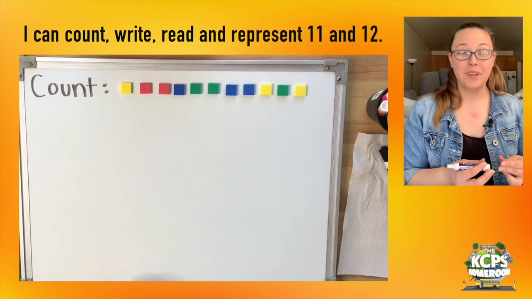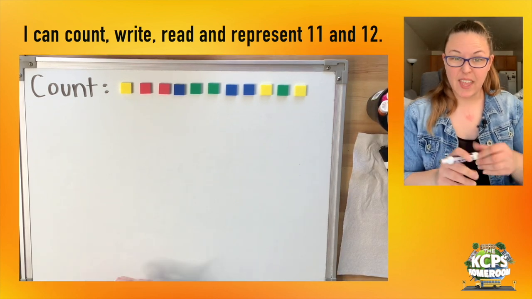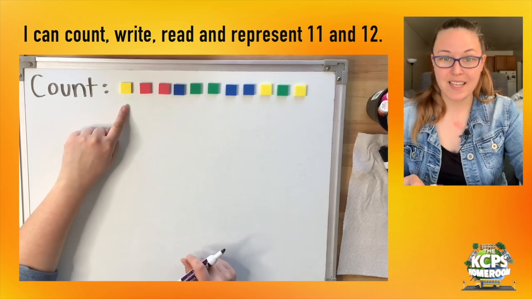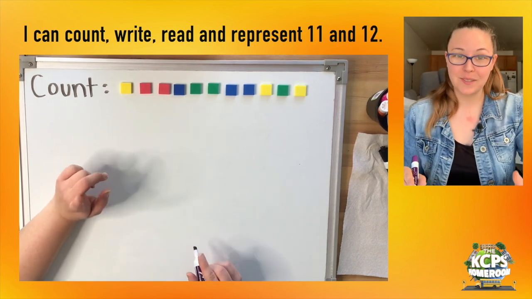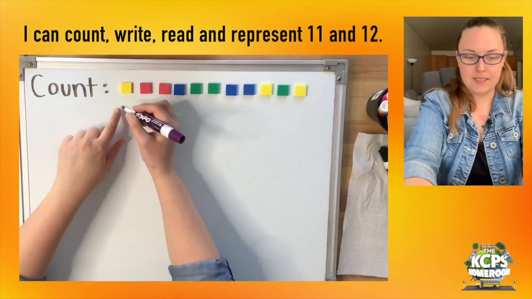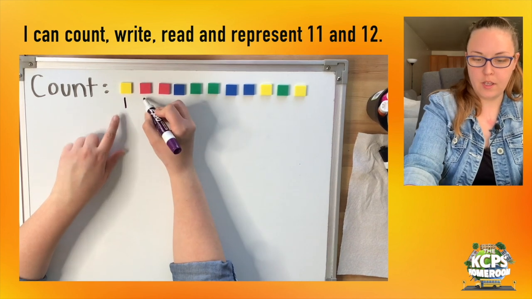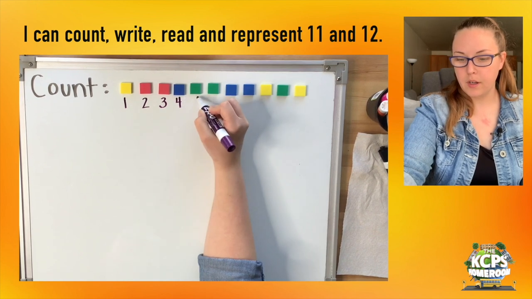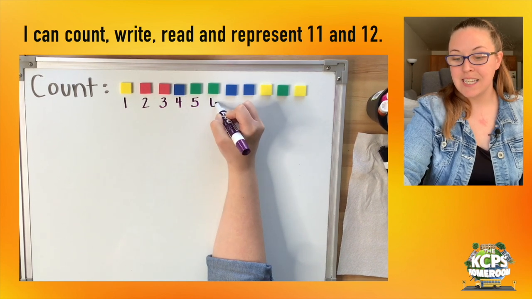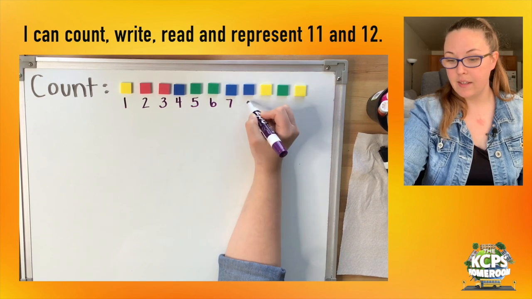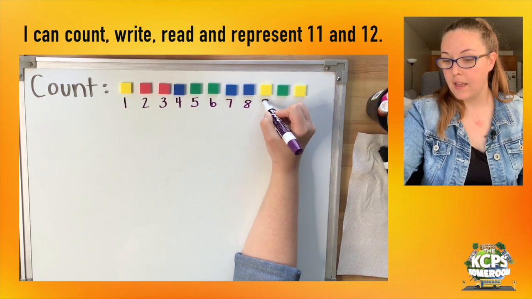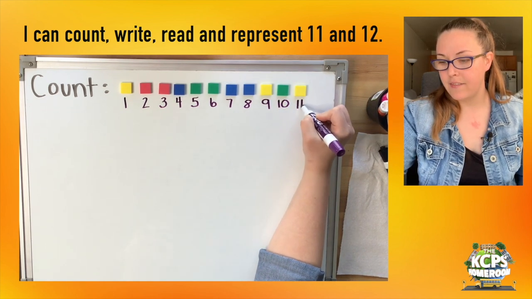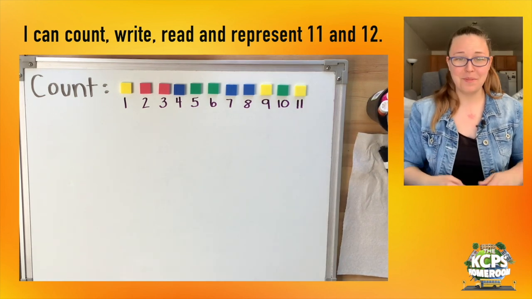Thanks for your help. We're gonna practice counting those one more time. And this time, I'm going to write the number, the numeral, below the square as we count it. This will be really important later, so make sure you're helping me out here. You ready? Let's count them again. 1, 2, 3, 4, 5, 6, 7, 8, 9, 10, 11. Great job, friends. Thanks for helping me count those.